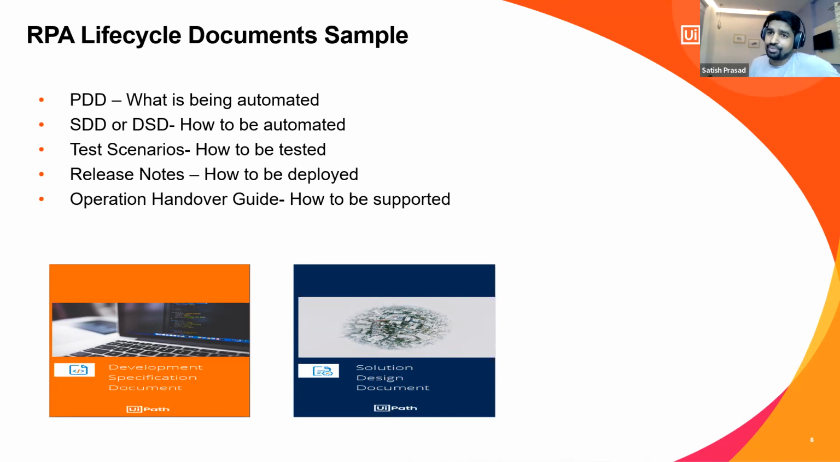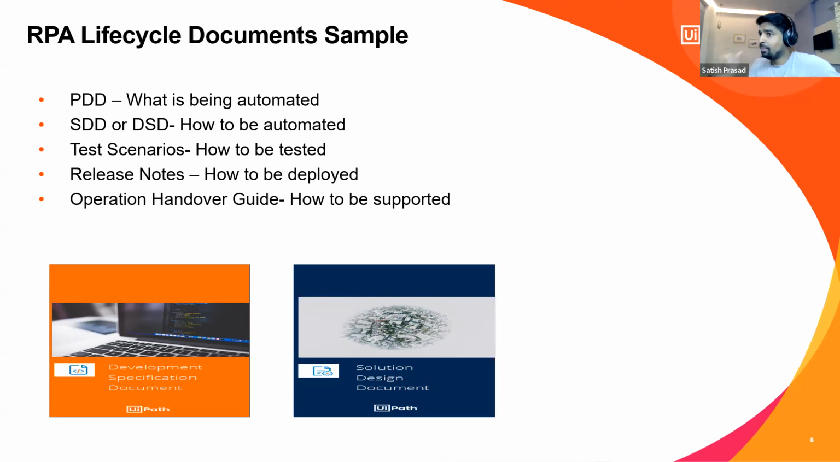Then we have the test scenario, which basically talks about how the bot has to be tested, right? And then we have a release note. Release note is nothing but how the bot has to be deployed into the production environment. So you list and document all the steps: creating a robot, creating a machine, how the password has to be saved, where the config file path will be, where the log file path will be, what access this user will have, and those kinds of things will go into the release note.